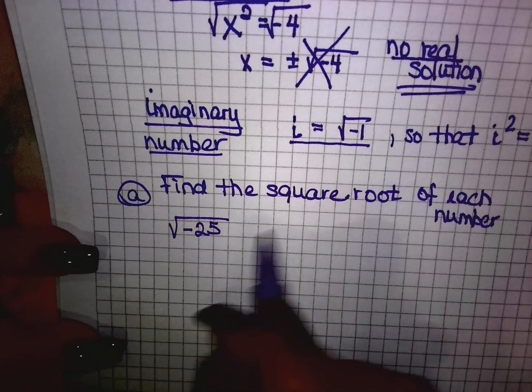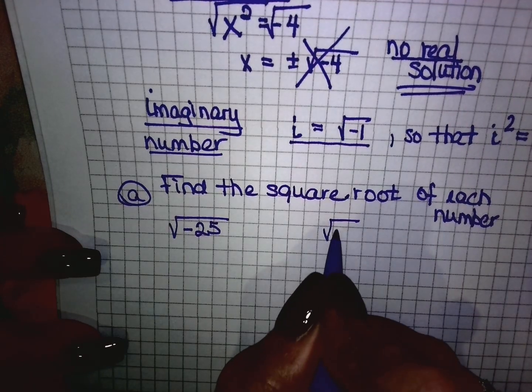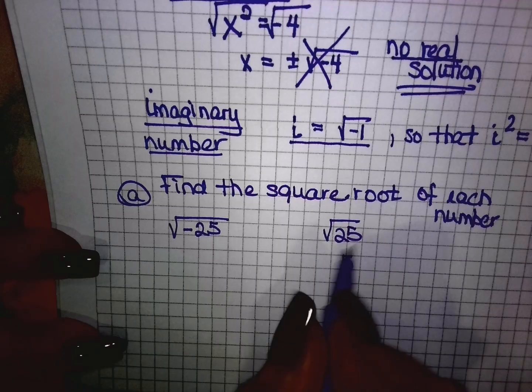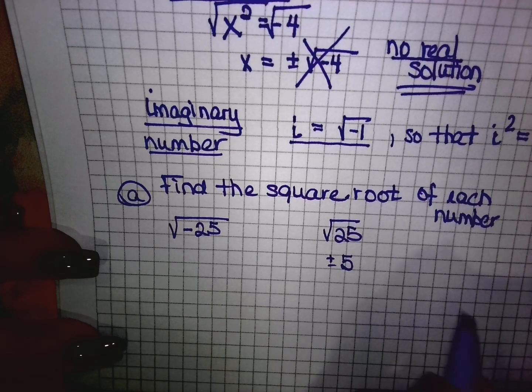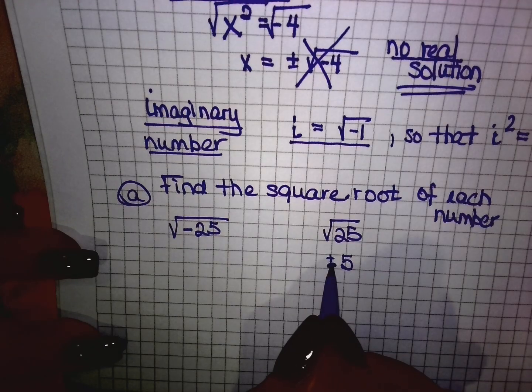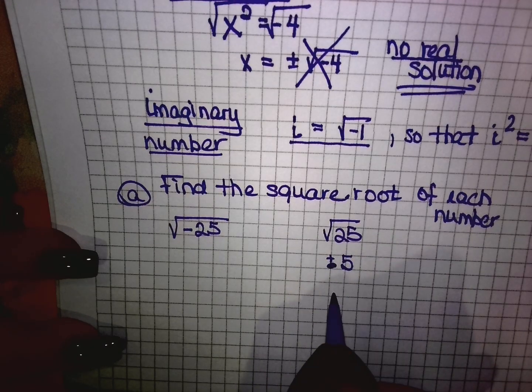Now right now you know how to do, for example, the square root of 25. Square root of 25 is 5. Technically it's plus or minus 5, right? Because negative 5 squared is also 25. But we'll just look at the positive root right now, which is 5.